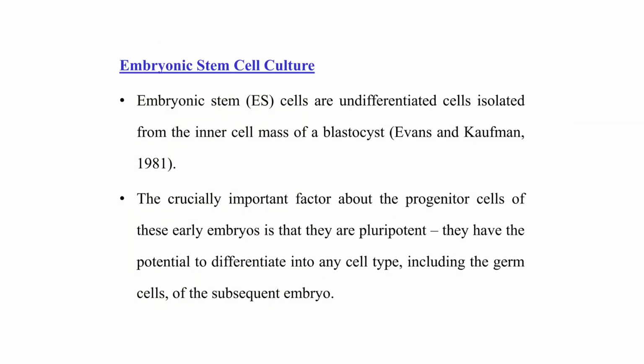Now, what are these ES cells? So, these are nothing but embryonic stem cells. So, embryonic stem cells are undifferentiated cells isolated from the inner mass of a blastocyst. So, the crucially important factor about the progenitor cells of these early embryos is that they are pluripotent, which means they have the potential to differentiate into any cell type, including the germ cells of the embryo.